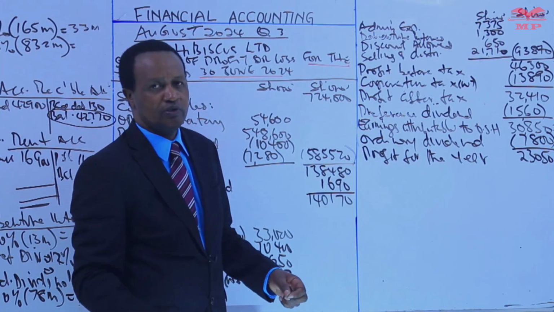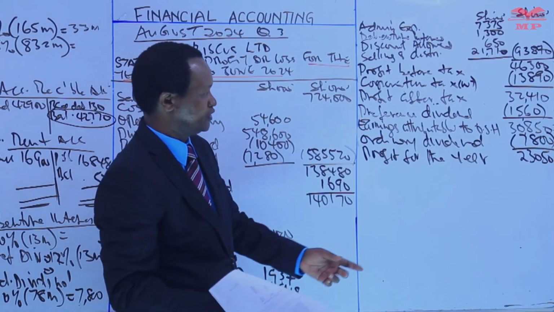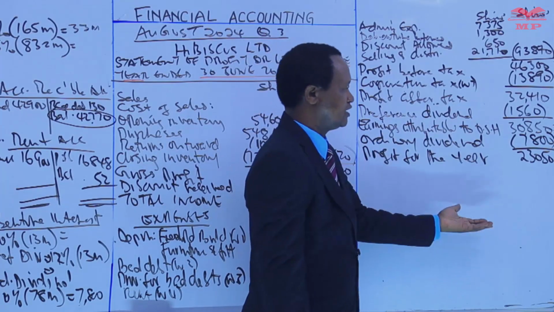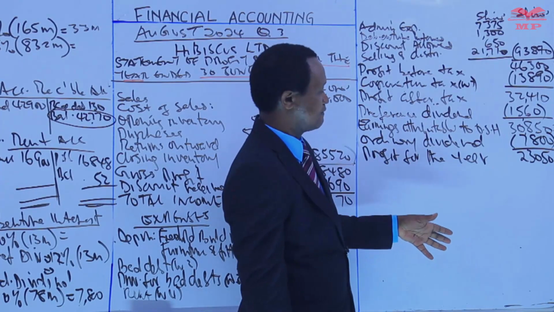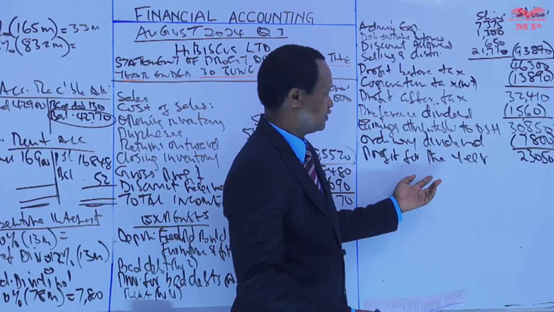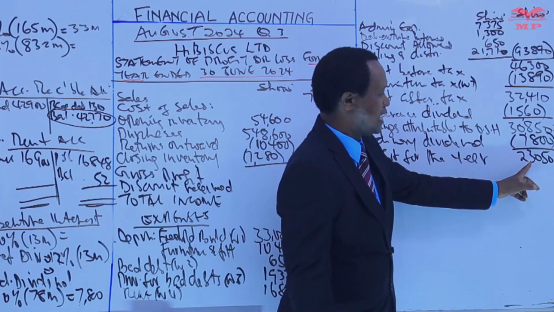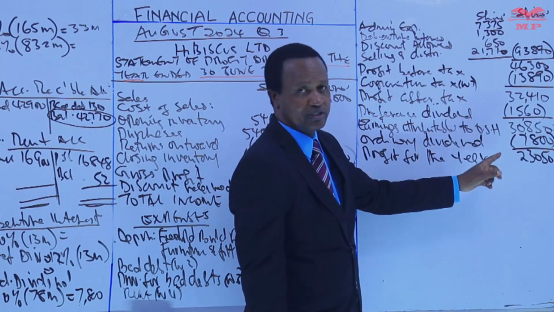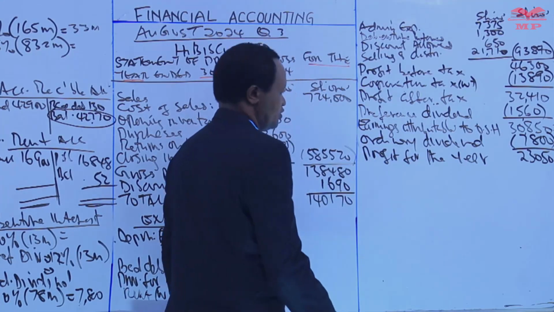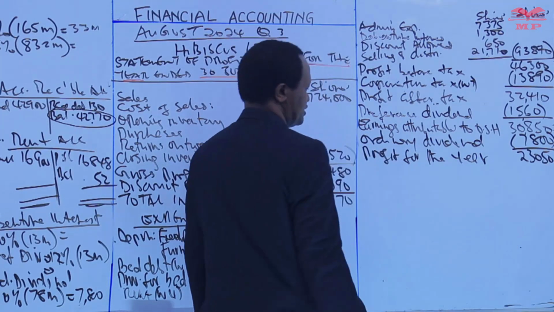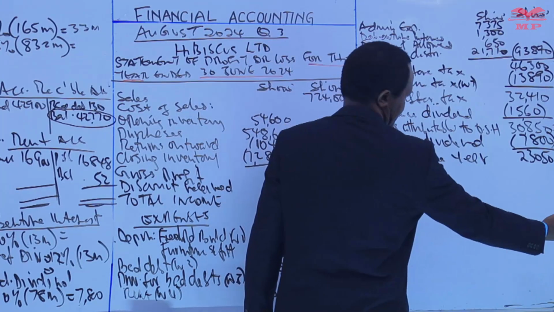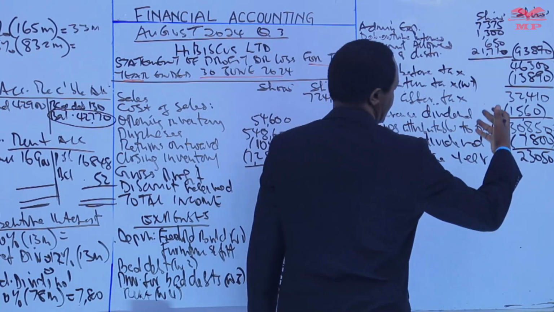There are times we will be answering other questions. We'll be told that out of this, part of this is taken to the general reserve, to the revaluation reserve, or any other reserve. But the information here is this is just the profit for the year. And the profit that has not been distributed, it's retained. This is the retained profit for the year. You can call it profit for the year or retained earnings for the year.